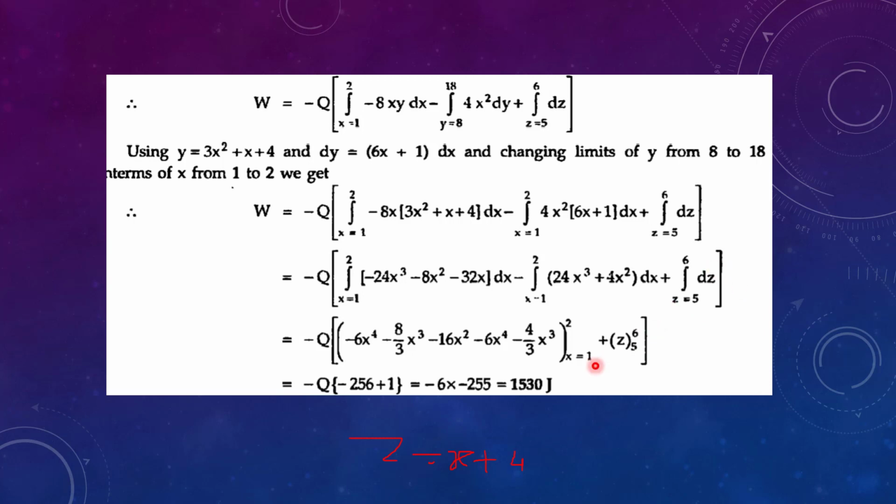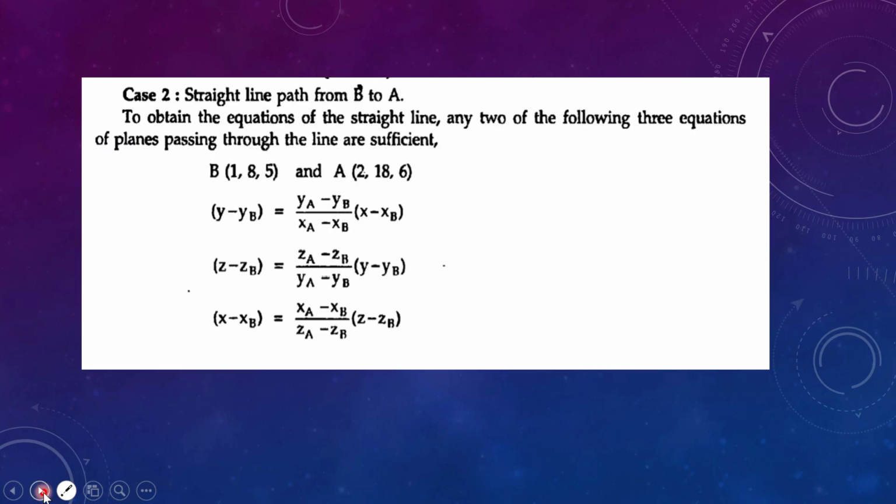See here, this is the first option they have given, and we have found the work done to be 1530 joules. Now in the second case, they have given a straight line path from B to A. Now what is the equation of the straight line? If we want to go from point B to point A, what is the equation? You know that the straight line equation is found by taking the coordinates of those points. You have already seen this in your mathematics.